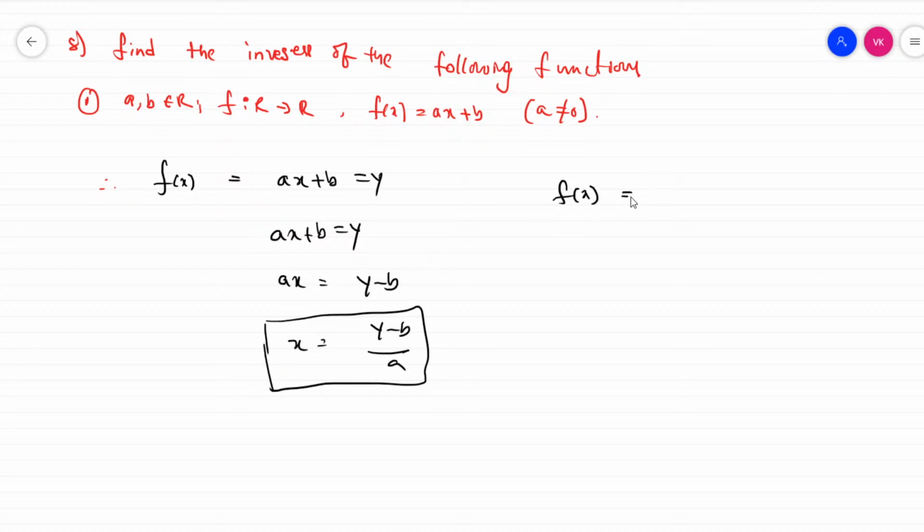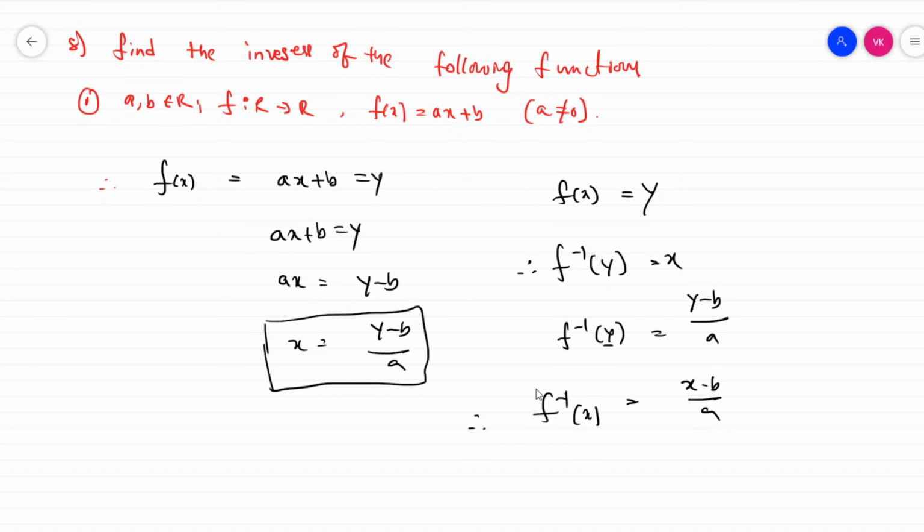Now go for the solution. F of x is equal to y, then f inverse of y is equal to x. Then f inverse of y is equal to y minus b by a. So f inverse of x is equal to x minus b by a. That is the first one. Okay, now go for the second one.